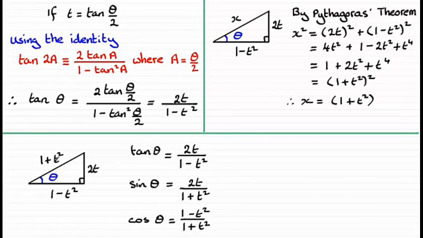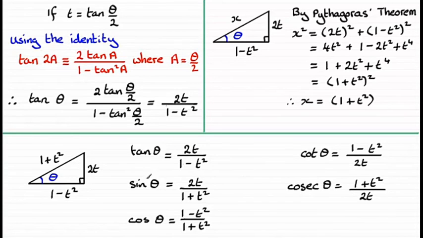And we can take this further. We can get other trigonometric ratios, like for instance cot theta, which is 1 over tan theta. So it just means inverting this fraction: 1 minus t squared over 2t. And if we look at cosec theta, that's the reciprocal of sine theta. So we just invert the fraction and we've got cosec theta is 1 plus t squared over 2t. And to complete this, we've got sec theta, which is the reciprocal of cosine theta, and that gives us 1 plus t squared over 1 minus t squared.